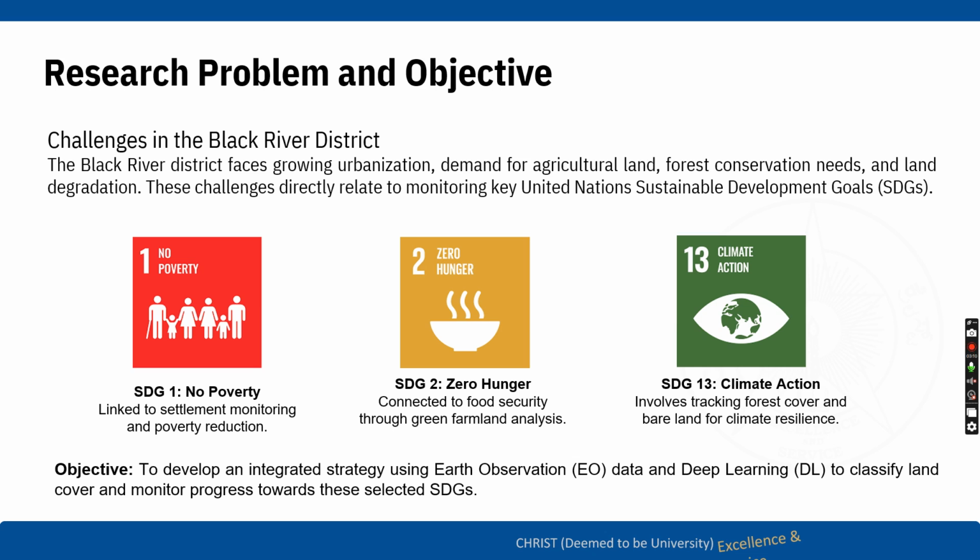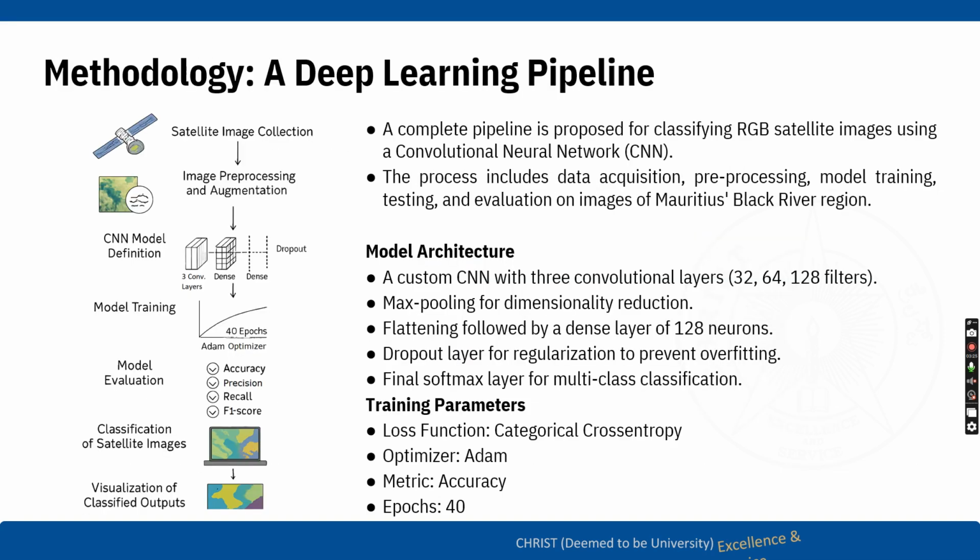So the objective that we come up with for this research is to develop an integrated strategy using Earth observation data and also deep learning analysis to classify land cover and to monitor progress towards these selected UN SDGs. So the methodology that we used is pictorially, visually given on the left side of the screen, and on the right a little brief about what all these different levels and stages include. So it starts with the satellite image collection, which is nothing but getting an optical image, RGB image of that area. So we got that procured or bought from one vendor which provides satellite images.